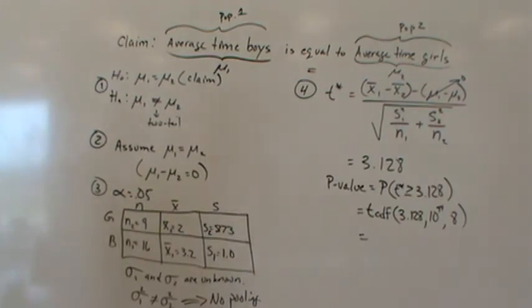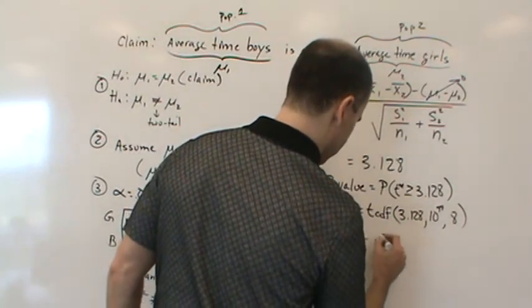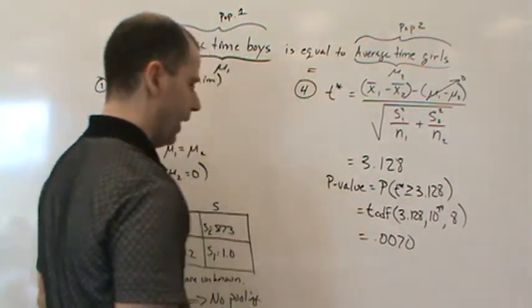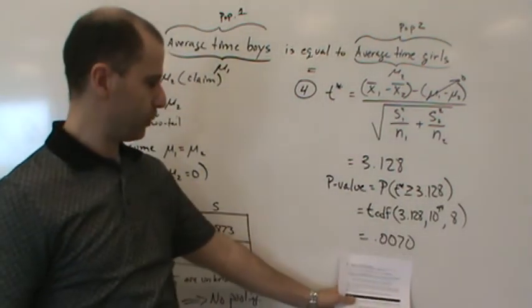Okay, so let's do that. Let's go to our distribution. tcdf, and we're going to use 3.128, comma, 10 to the 99th power, comma, and then for the degrees of freedom we'll just put in 8. And what do we get? We get 0.0070. Now we can use this as our p-value.